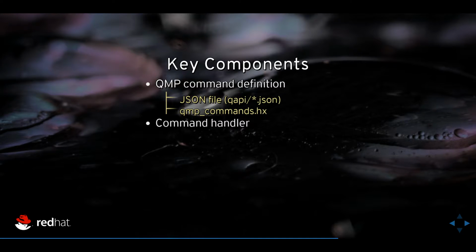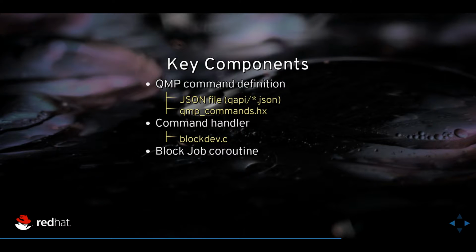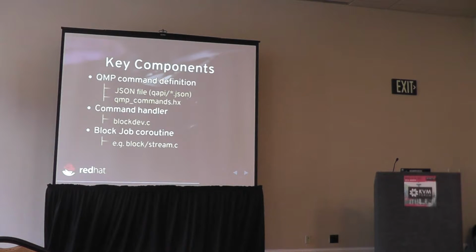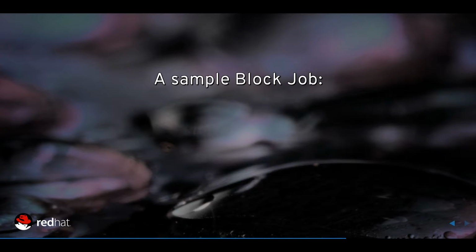Then you have your QMP command handler, which is in blockdev.c. This is the first piece of code that you actually write that handles the QMP command that comes from libvirt or whoever. And then you have the actual coroutine itself. For instance, blockstream.c is the streaming coroutine. And there are some rules you need to follow for the coroutine to play well. Since it is cooperative multitasking, you don't want to hog the entire system or the entire QEMU thread. And then you need to schedule your job completion and cleanup to run in the correct AIO context.